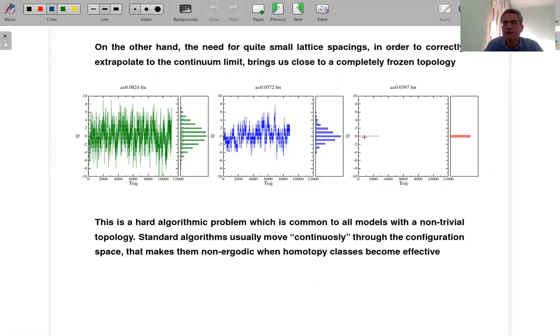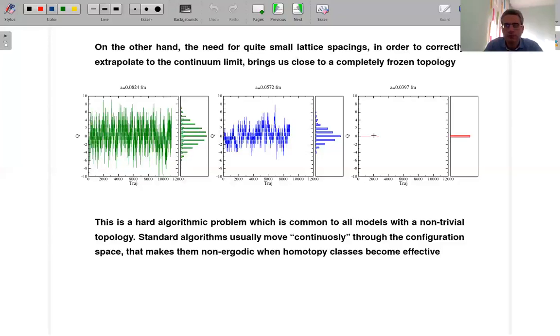And why is it flat? It is not flat because the topological susceptibility is zero in this case, but because you can see that there is a reduction in the fluctuations, and also the time scale of these fluctuations is longer and longer. What is happening here is that the algorithm is no more able to switch from one topological sector to the other. This is a very hard algorithmic problem, which is common to basically all models where you have a non-trivial topology.